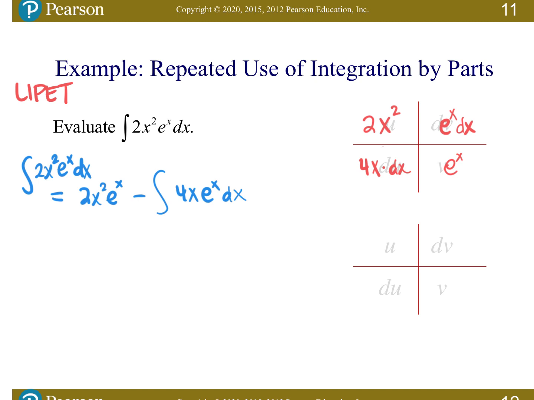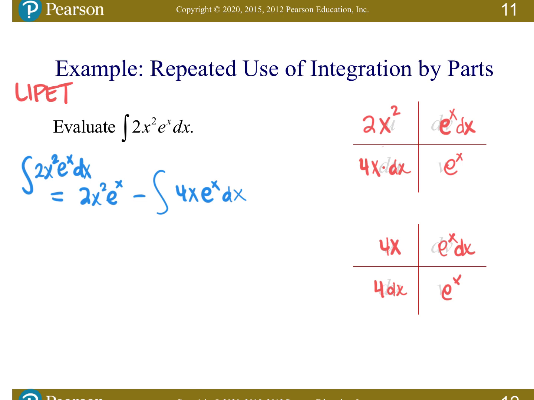Juliet, now for that problem, for the 4x e to the x, what would you pick for your u there? 4x. Okay, she picks 4x, which means that e to the x dx is the leftover. And then how would you fill in the bottom of that little part, those bottom squares? du would be 4 with a dx, good. And then v would just be e to the x. Okay, good job.